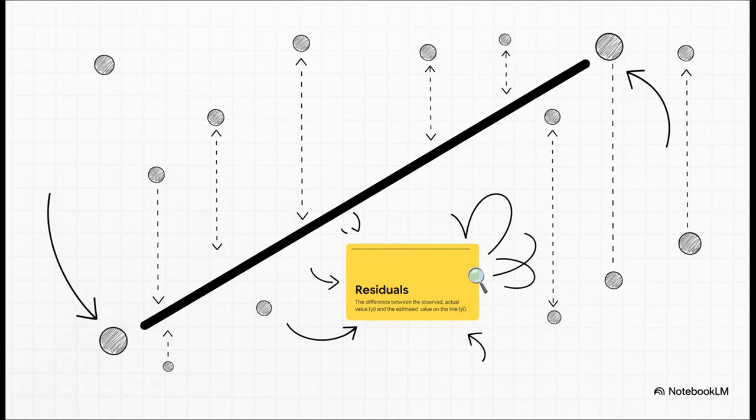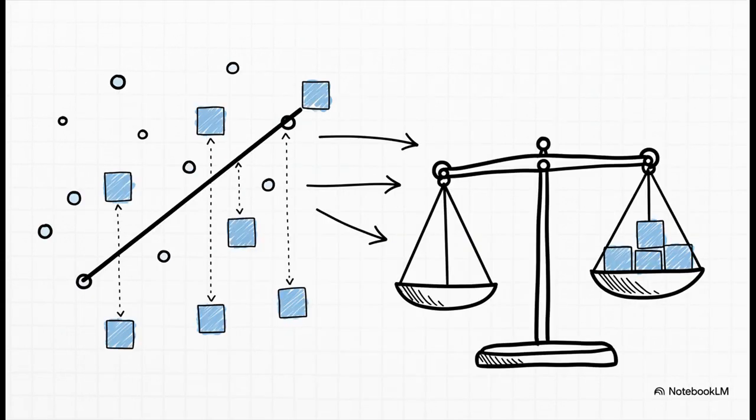For every single dot on our chart, the residual is just that vertical distance between the actual dot and the spot where our line predicted it would be. Some are tiny, some are big. So here's the absolute key. The best line is the one that makes the total error as small as it can possibly be.